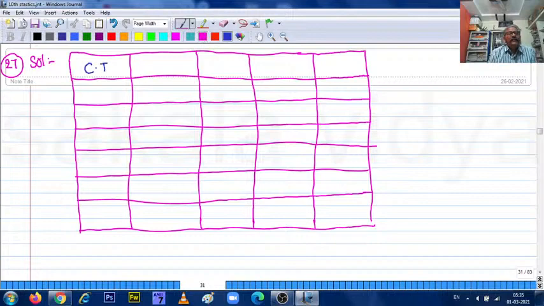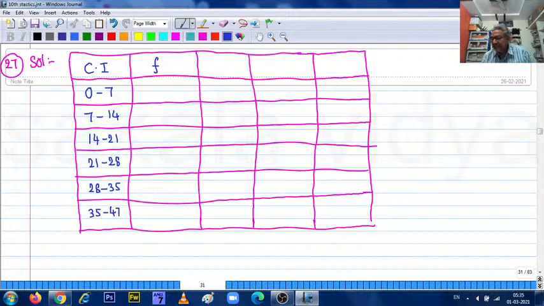This is class interval, this is frequency. First let us write here 0 to 7, 7 to 14, 14 to 21, 21 to 28, 28 to 35, 35 to 42. You might have observed here, what is the class size? 7, obviously 7 minus 0, 7. The frequencies given here are 12, 14, 23, 10, next 15 and 11.